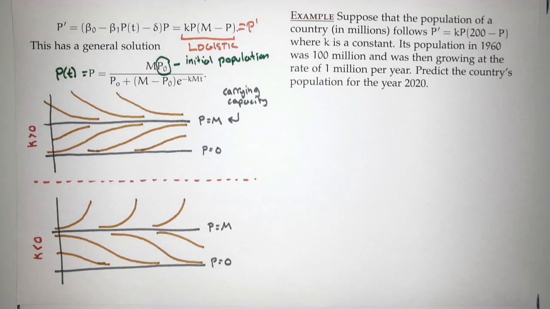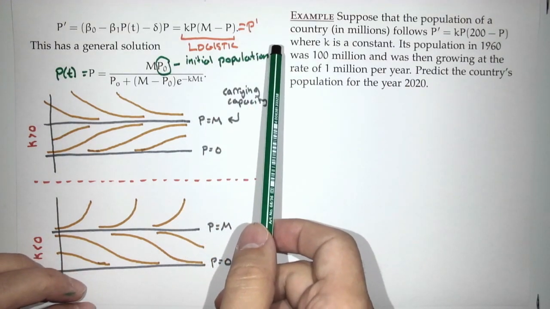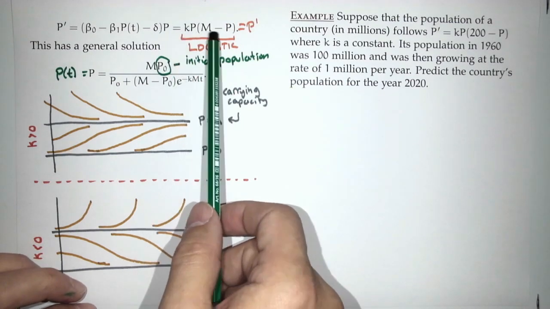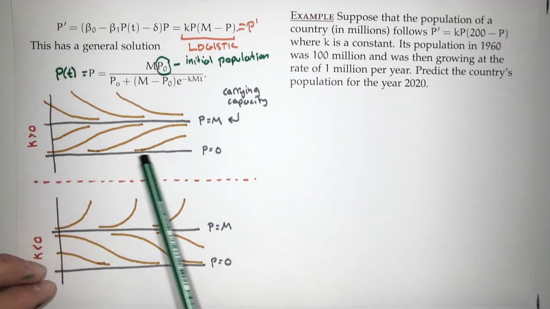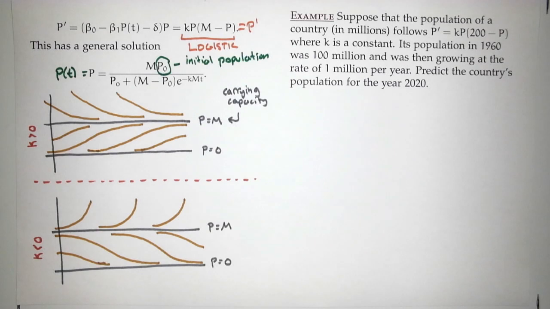Now, one of the things is we have some really easy solutions. So what are easy solutions? Well, easy solutions are essentially constant solutions. And the way you find constant solutions is you set p prime equal to zero. You say, okay, that means I need p times k times (m minus p) to equal zero. Well, there's two ways to do that, p equals zero or p equals m. So those are our sort of trivial solutions. Constant solutions, we'll have another name for it in just a few minutes.